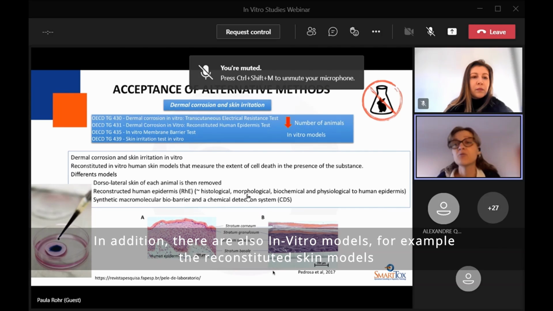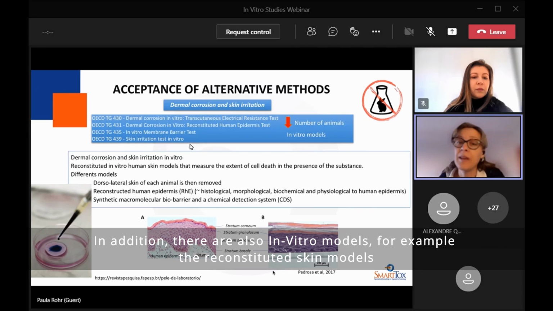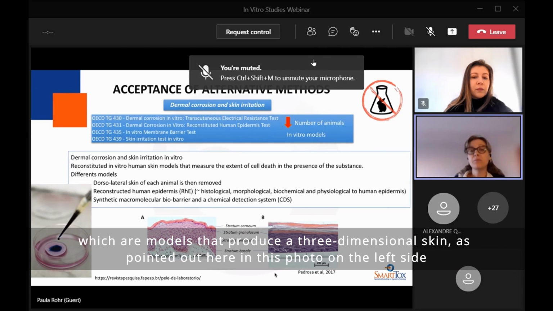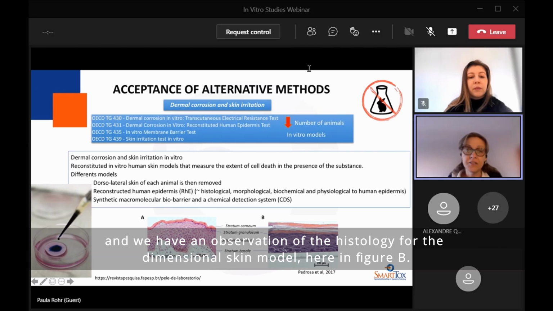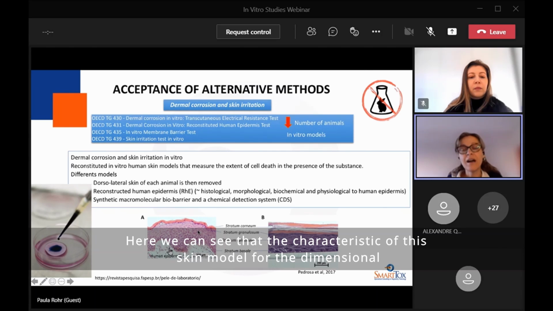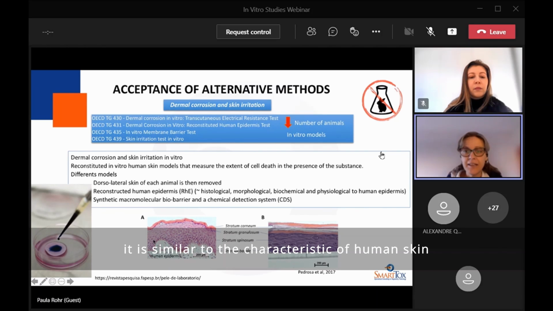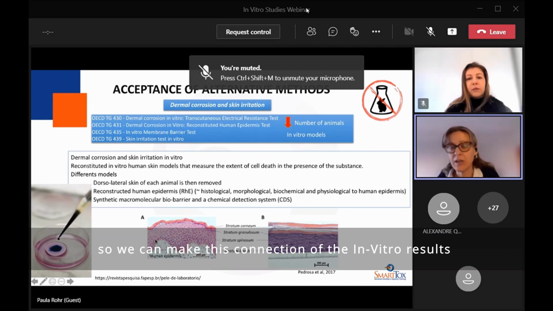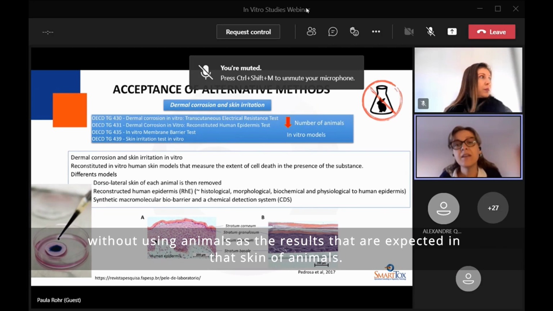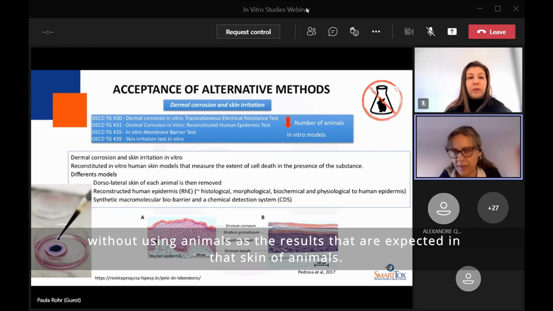E, além disso, também existem os modelos in vitro, por exemplo, os modelos de pele reconstituídos, que são modelos em que se produz uma pele tridimensional, como apontado nessa foto. Temos também uma observação da histologia do modelo de pele tridimensional, aqui na figura B, em que a gente consegue ver que a característica desse modelo é semelhante à da pele humana. Então a gente consegue fazer essa ligação dos resultados in vitro, sem utilização de animais, com os resultados que seriam esperados na pele dos animais.